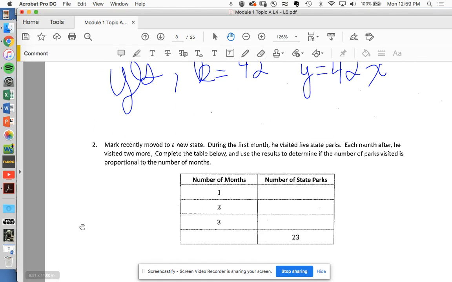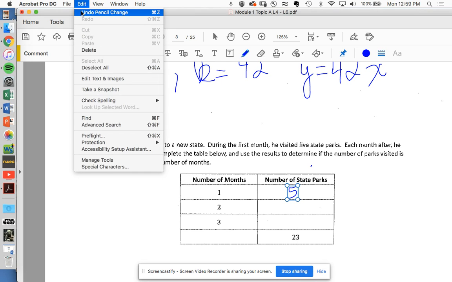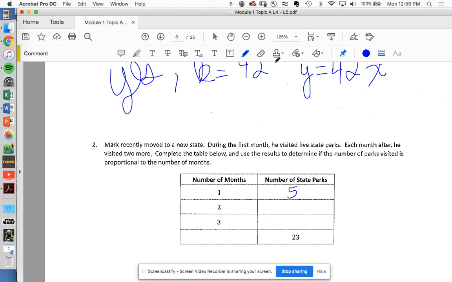Now we have Mark. Mark just moved to a new state and he wants to go visit all the state parks. In the first month, he visited 5 state parks. So after 1 month, how many parks did he go to? 5. Okay? Now, every month thereafter, he's settled down. He doesn't have as much time to travel. He can visit 2 more each month. So after 1 more month, how many would he have gone to? 7. After 3 months, another month, 9. They want us to jump to 23.